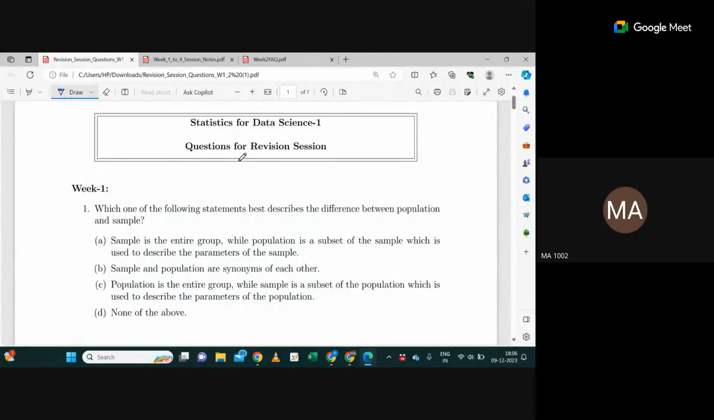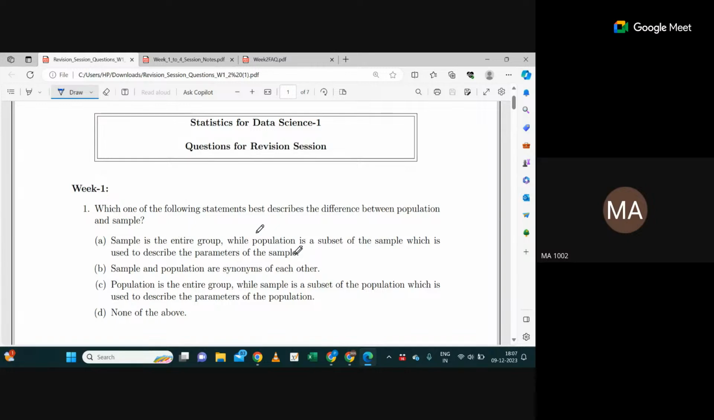Okay, so I have collected a set of questions which are related to the concepts of week 1 and week 2. So first we will see the questions, and at the same time we will discuss the concepts as well. The very first question is to identify which one is the correct option which describes the difference between population and sample. Just read out the options and let me know which one should be correct.